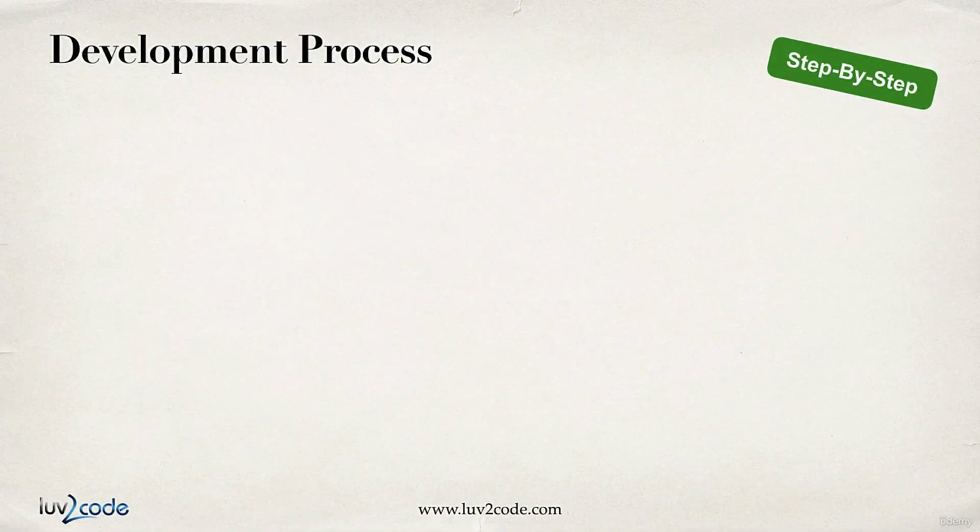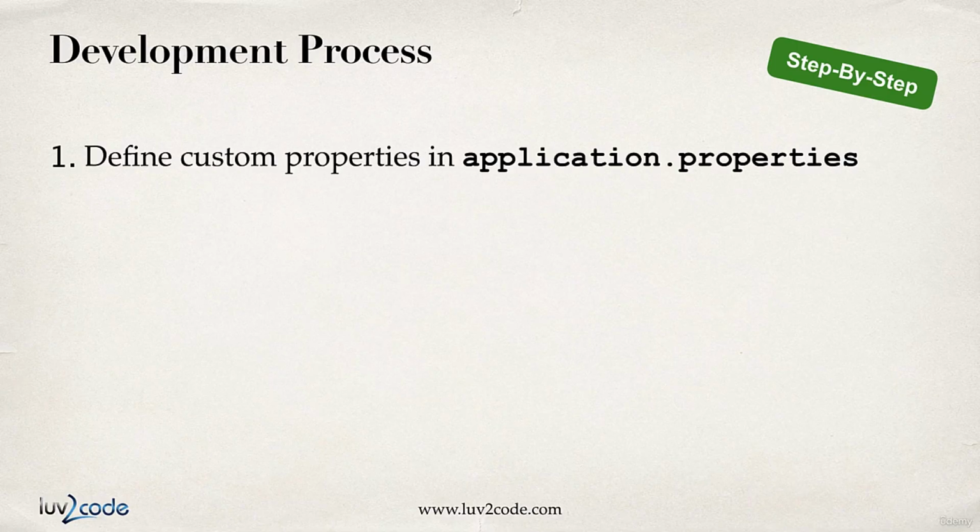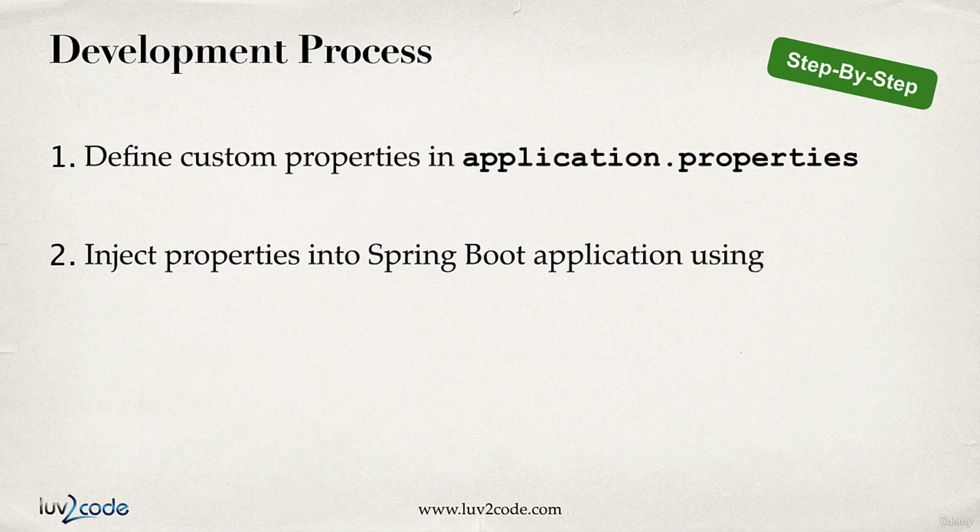All right, so let's look at the development process. The first thing we're going to do is define custom properties in our application.properties file, and then we'll inject those properties into our Spring Boot application using the @Value annotation.